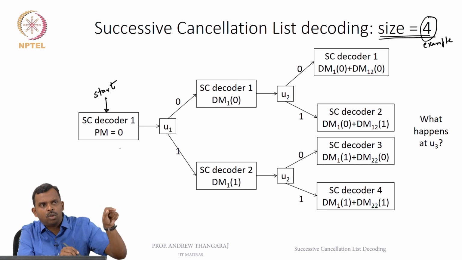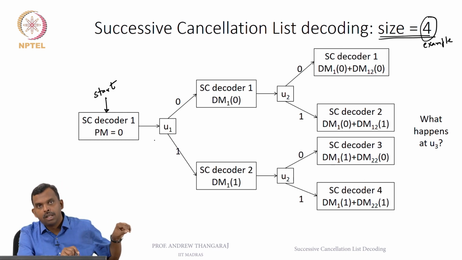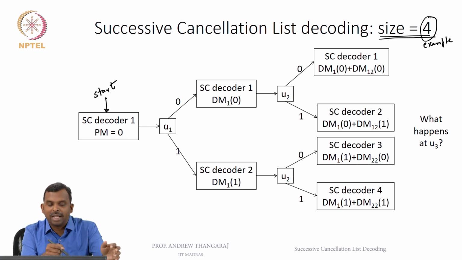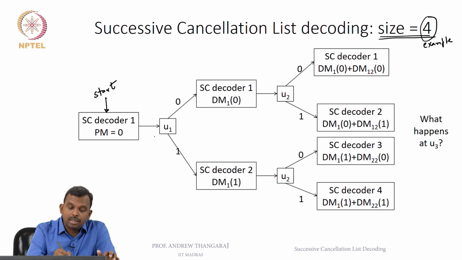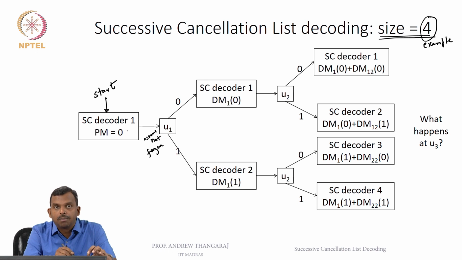You're going down left, down left, down left. You just have one decoder. You're not making any decisions till you reach U1. U1 is the first decision you make. Remember, U1 might be frozen. If it is frozen, you will not make this decision. I am assuming this is not frozen. If it is frozen, you will continue to be in one path. So I am assuming u1, u2 and all are not frozen; I am not freezing anything.